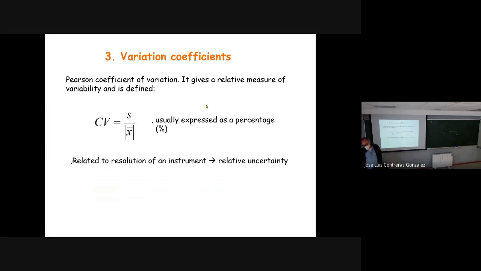And then finally, we define the Pearson variation coefficient that gives a measure of the variability of the data as the result of dividing both numbers, the standard deviation and the mean. And sometimes we express it as a percentage. Realize that they both have units and they have the same units. Standard deviation and mean, they have the same units. So this coefficient will have no units.